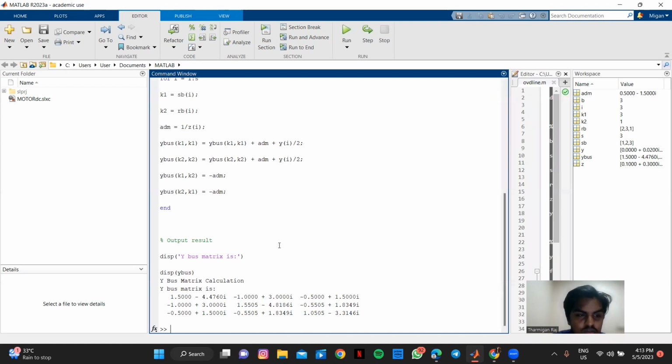So we can conclude that this Y bus matrix is used to represent the admittance of a power system, and it's important for analyzing the power flow in the system. The code we just used is a standard formula for calculating the Y bus matrix, which involves adding the series impedance and the line charging admittance to the diagonal elements of the corresponding buses, and adding the negative of the admittance to the off diagonal elements.